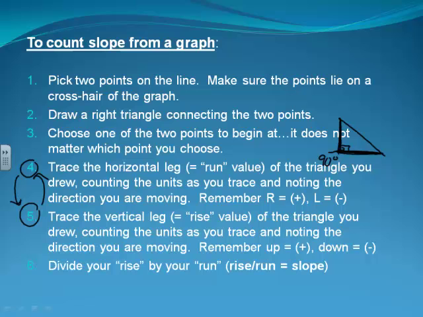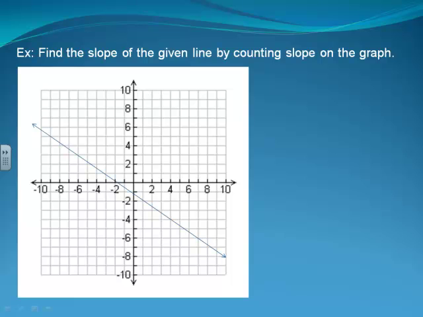Your sixth and final step is to divide your rise by your run, because the definition of slope is rise divided by run. Okay, so let's do some examples.